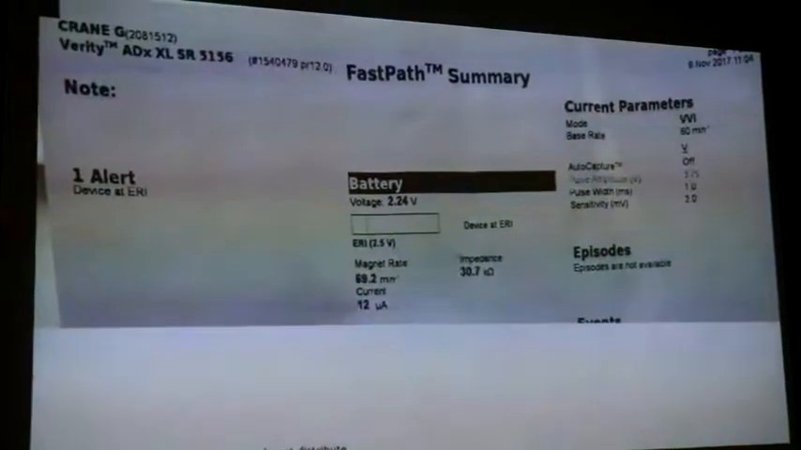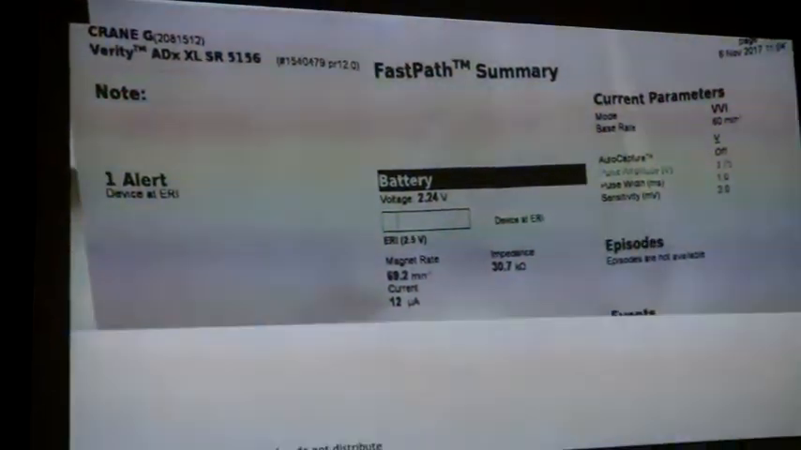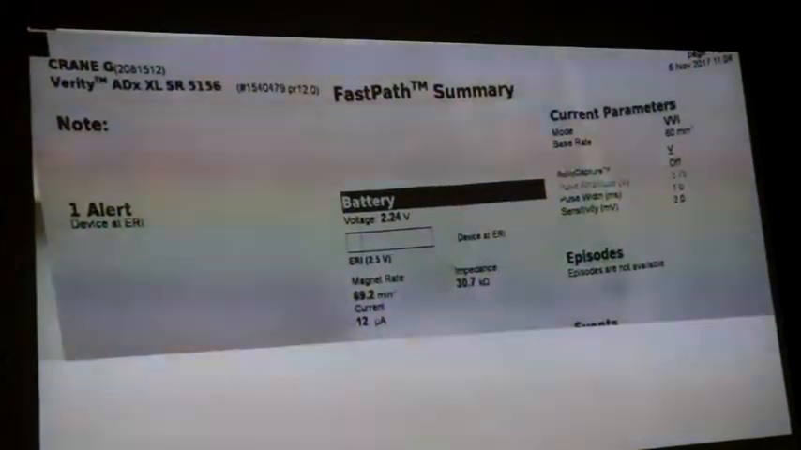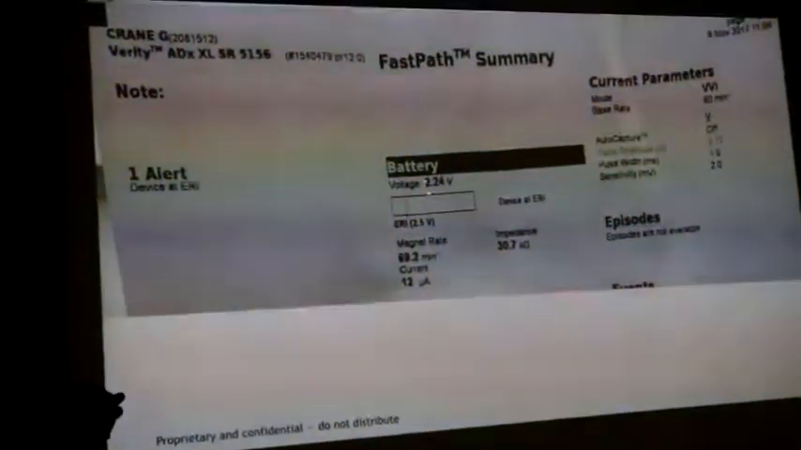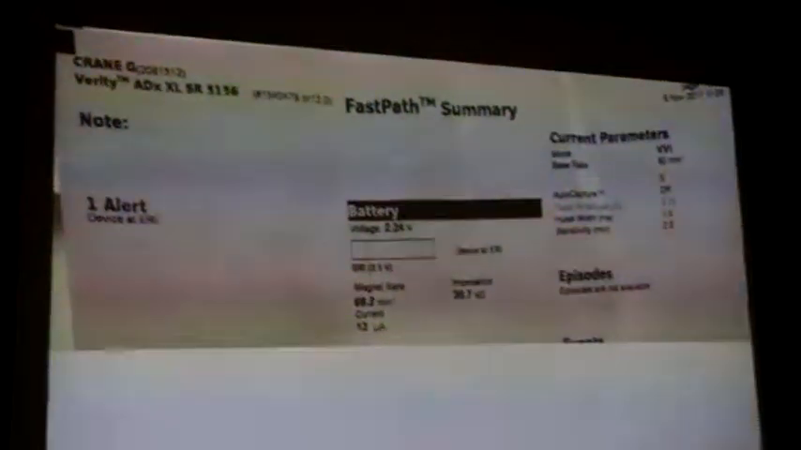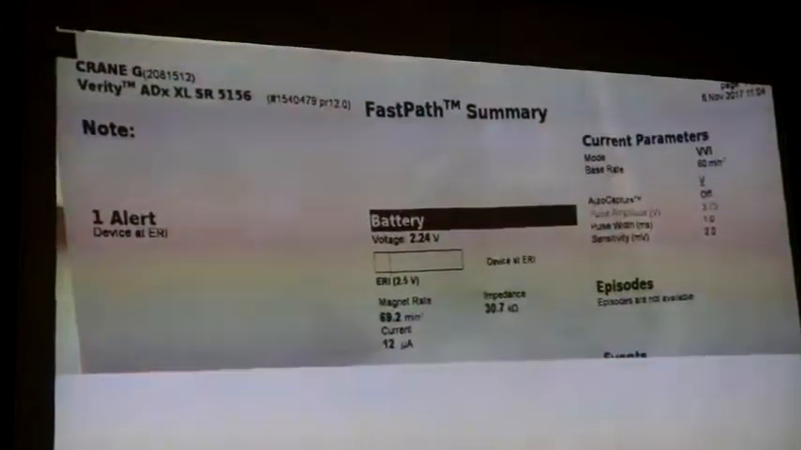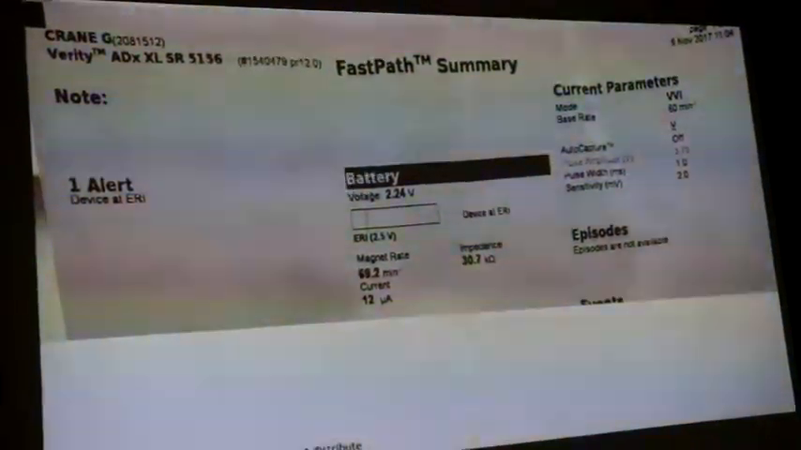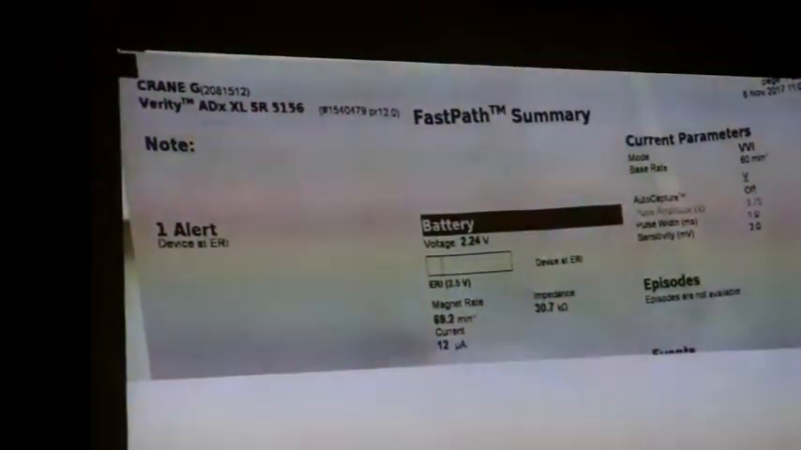His battery is nearly empty. Battery impedance is 30 kilo-ohms, okay? It's a dead battery, very close to being dead. 2.2 we would classify as end of service. That's when the device might start to act a little bit erratic. Still working, but it's really quite dead. This is an emergency admission, change the box pretty quickly.